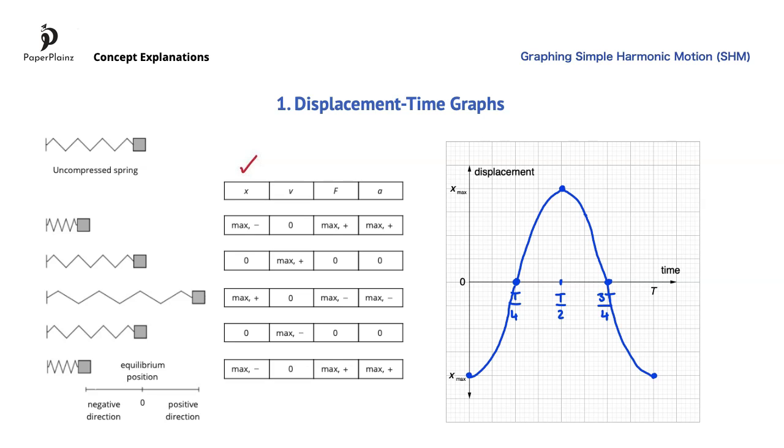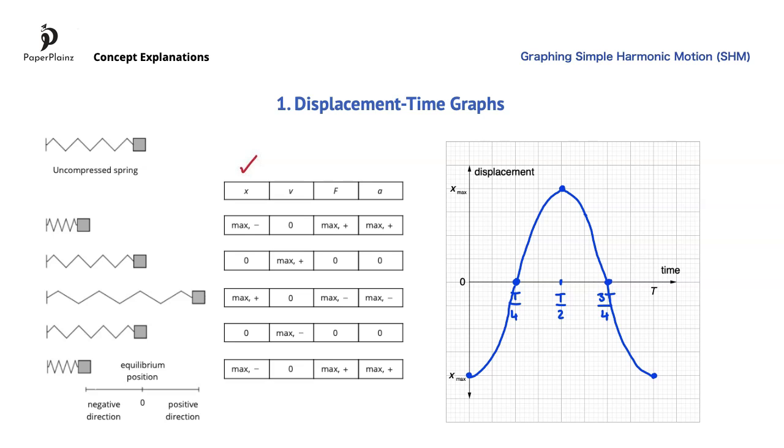It's important to note that our displacement-time graph starts at the negative maximum displacement position because this is where we started observing the motion of the object. If we had started our timer when the object is passing through its equilibrium position or when it is at its positive maximum displacement position, the graph would be shifted to the left or to the right.